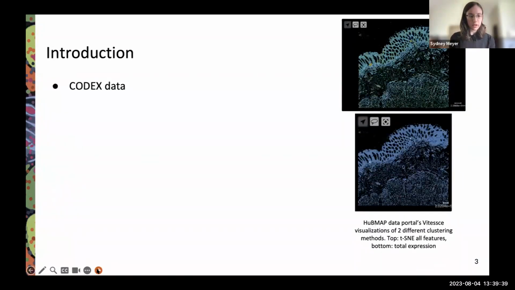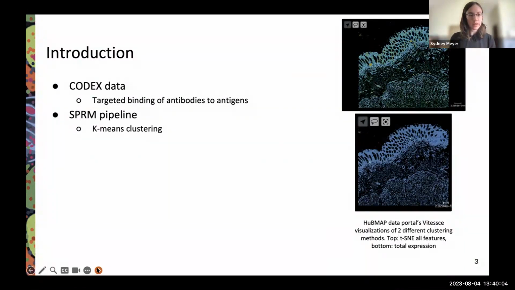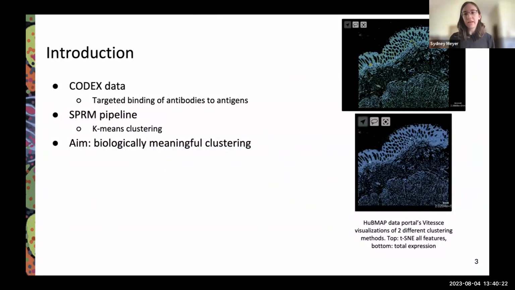Moving on for a bit of introduction. The HuBMAP data portal utilizes CODEX data, that is targeted binding of antibodies to antigens, to obtain information about protein levels. And then this is processed using the SPRM pipeline, which performs k-means clustering based on various attributes related to the proteins. Our aim was to obtain biologically meaningful clustering, as HuBMAP's goal is to provide this information, so clusters should be as accurate as possible.